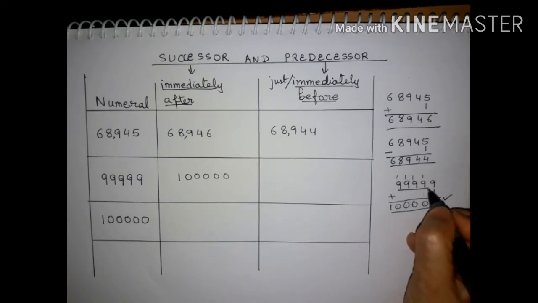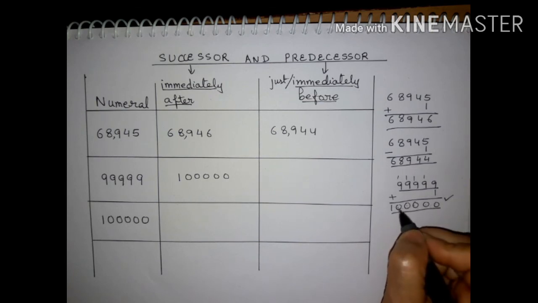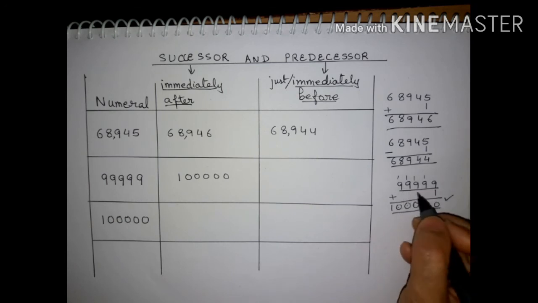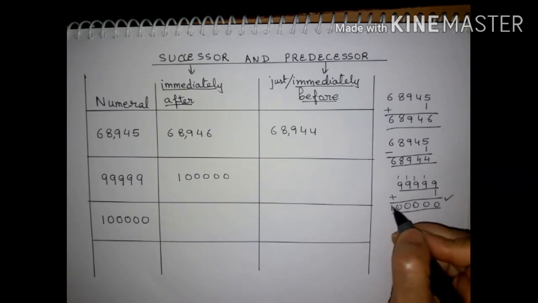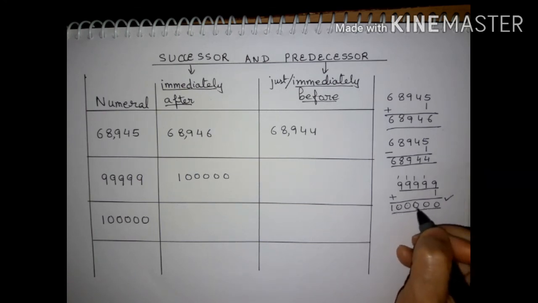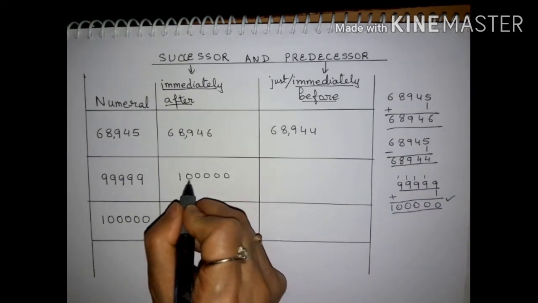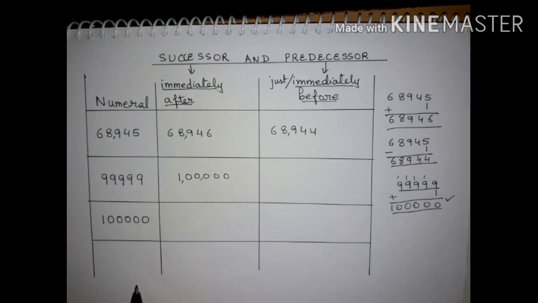Whatever number of 9s you have here, it's a shortcut: that many zeros will be here if you have to find the successor of any number which has all 9s in it, and 1 will be here. So how many zeros? 5 zeros. Let us check, 5 zeros here, and this is your 1 lakh.